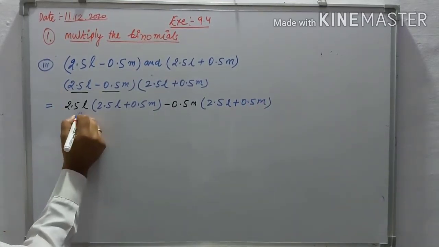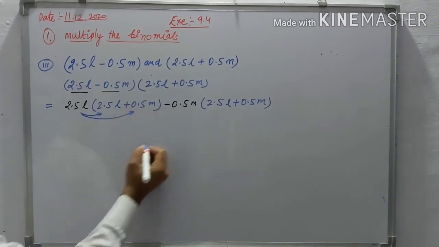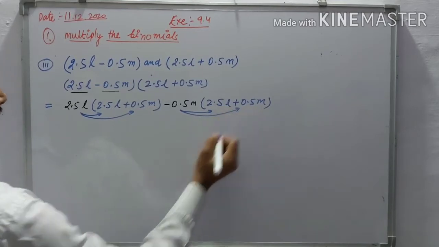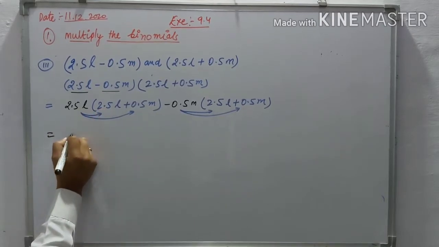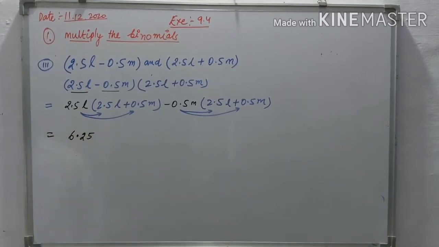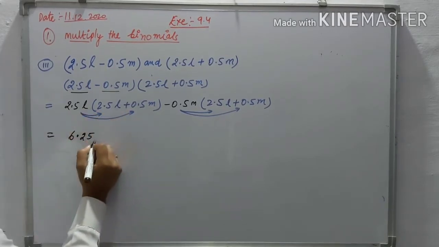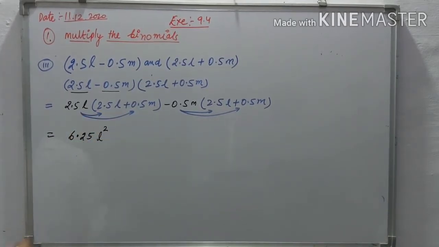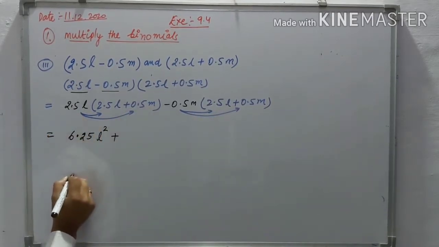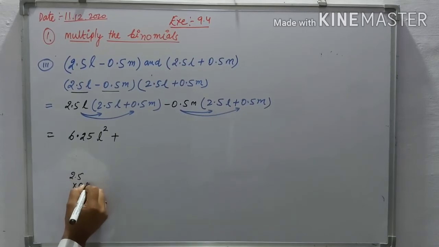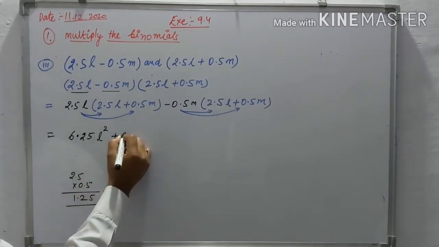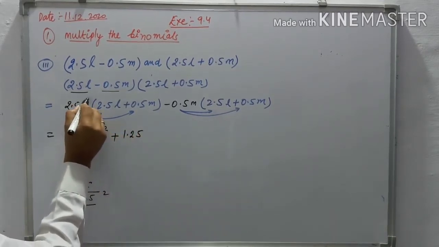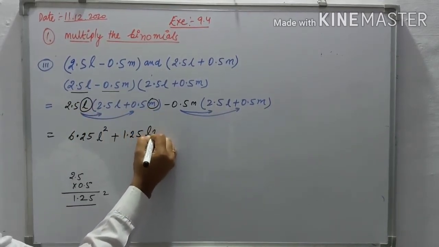And for multiplication, first to first, then first to second. Okay, then multiply: 2.5 times 2.5 is 6.25, and L into L is L square. Plus 2.5 into 0.5: 5 times 5 is 25, 5 times 2 is 10, and 10 plus 2 is 12, and the decimal point gives 1.25, so the answer is 1.25, and L and M, that is LM.